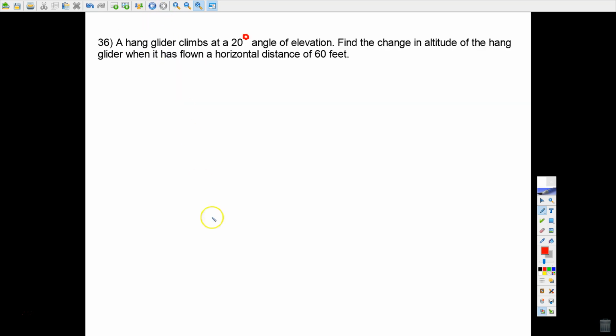All right, let's try number 36. We have this hang glider. He climbs at a 20 degree angle of elevation. Find the change in altitude of the hang glider when it has flown a horizontal distance of 60 feet. All right, so this is again going to be a triangle. This represents the horizontal distance, and we know that that's going to be 60 feet.